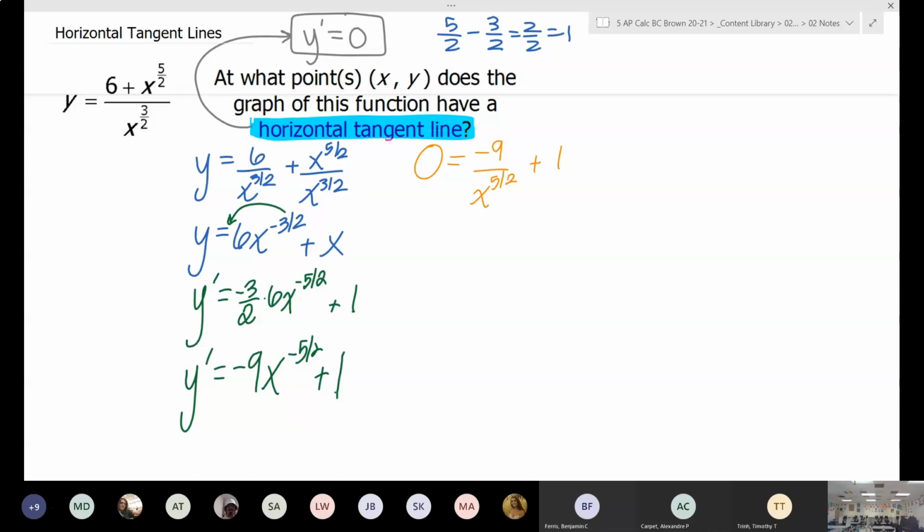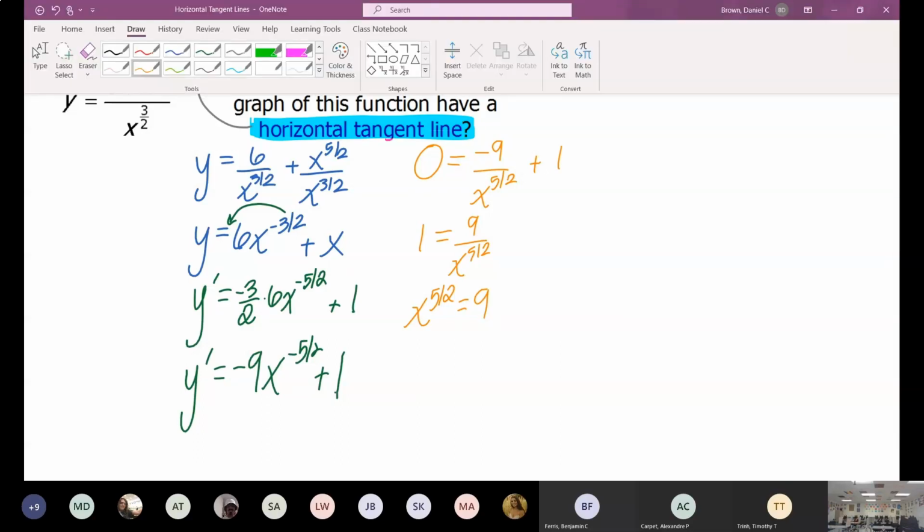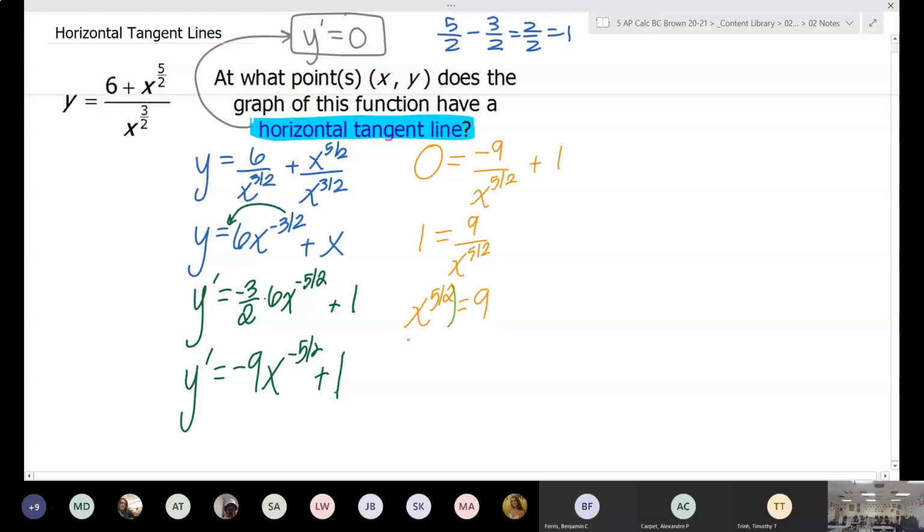There are different ways you can go about solving this one. I'm going to subtract the 1 from both sides, and then I see that the negatives end up dividing out. Then cross multiplying, we get x to the 5/2 is equal to 9. How do we solve this and cancel out an exponent of 5/2? Well, we can raise both sides to the reciprocal of that, so I can raise both sides to the 2/5.